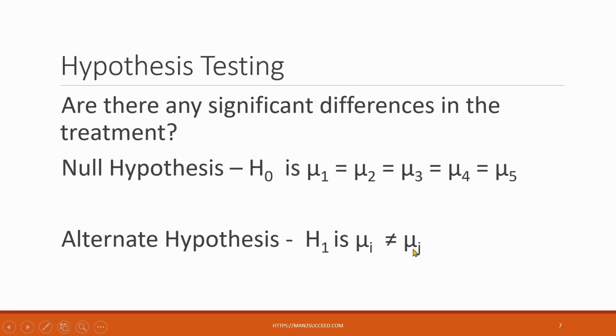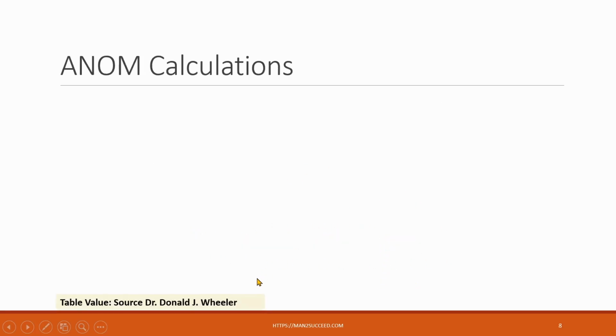So mean 1 and mean 2 are different, mean 1 and mean 3 may be different, mean 1 and mean 4 may be different, mean 1 and mean 5 may be different. That is why we have given I ranging from 1 to 5, and similarly J ranging from 2 to 5. This way we test whether they are different or the same.